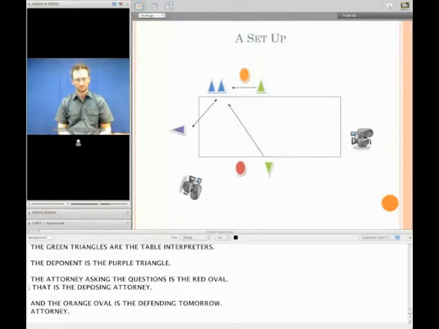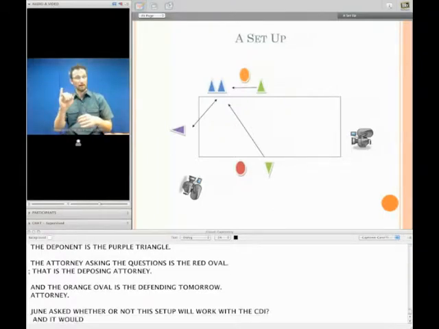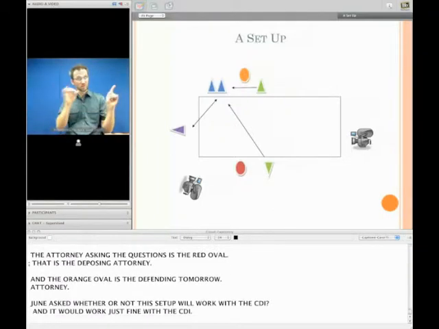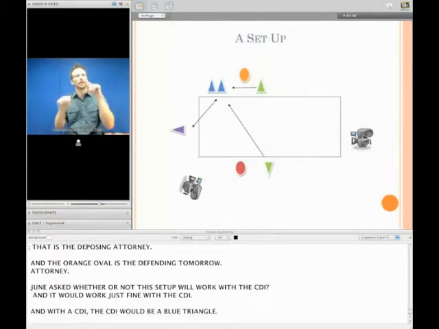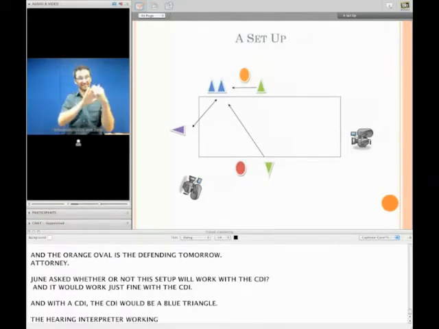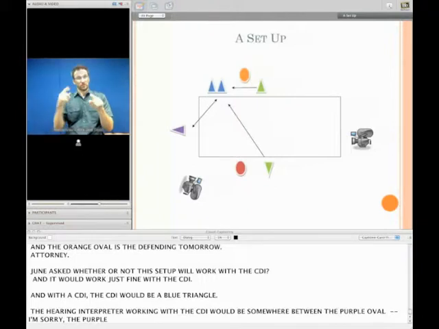June asked whether or not this setup will work with the CDI, and it would work just fine with the CDI. And with a CDI, the CDI would be a blue triangle. Then the hearing interpreter working with the CDI would be somewhere between the purple triangle and the red oval.